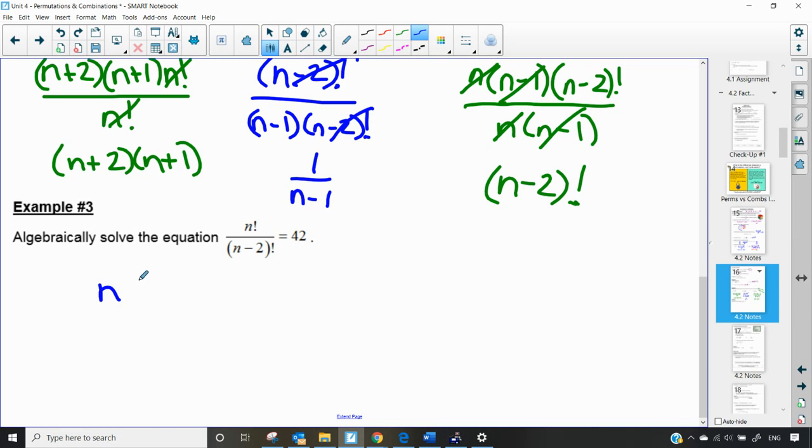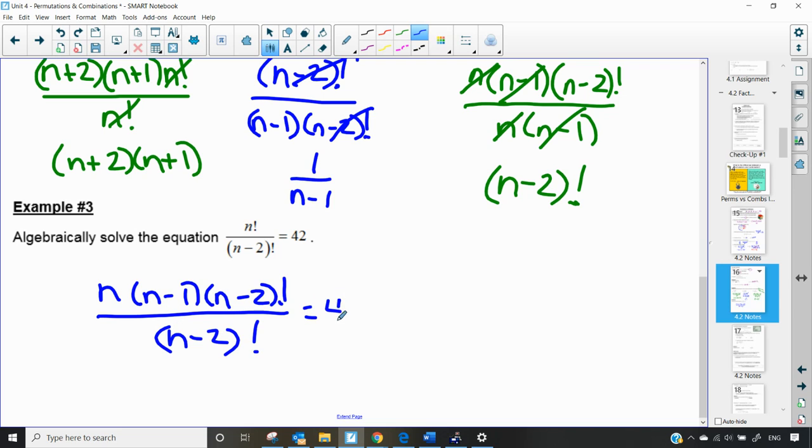So I'm going to have n times n minus 1 times n minus 2 factorial, all over n minus 2 factorial, and that's all equal to 42. So that's my first step. I'm going to cancel things out, and that's going to leave me with n times n minus 1 equals 42.